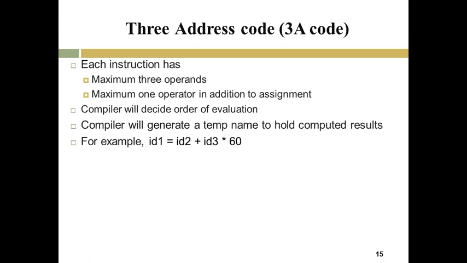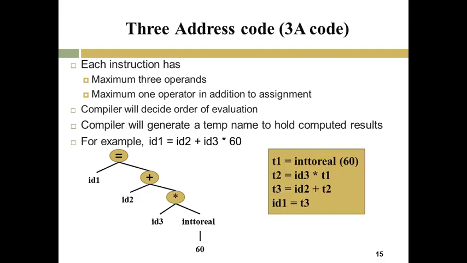The compiler will first decide the order of evaluation, and then the expression or the block is converted into 3 address code. The compiler also uses temporary values to hold the computed results. For example, take our previous case, ID1 equals ID2 plus ID3 into 60, and its equivalent meaningful parse tree. The 3 address code generated is shown here.